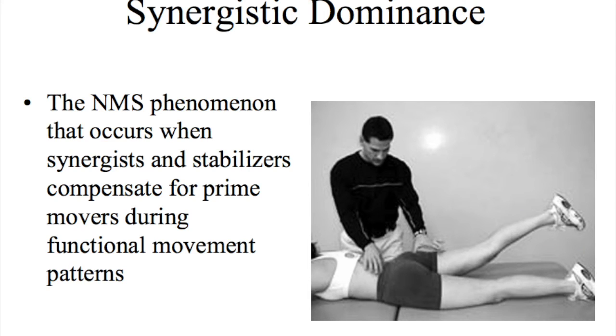The next on the list was synergistic dominance. Synergistic dominance refers to synergist and stabilizer muscles taking over to compensate for underactivity of a prime mover during functional movement. So going back to the previous example of underactive glutes, if my glutes are not really able to take on the load or just not in an optimal position to contract and produce a lot of force, then other muscles are going to have to take over for that. And in this case, it would be the erector spinae and the hamstrings.